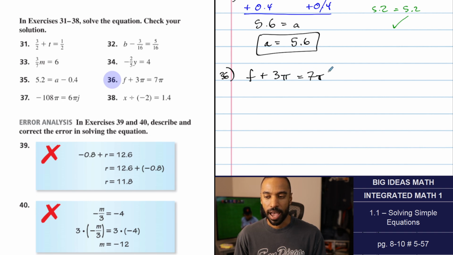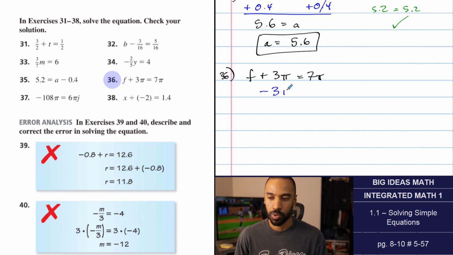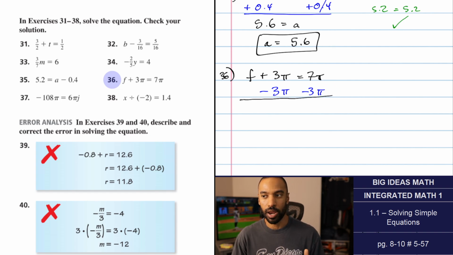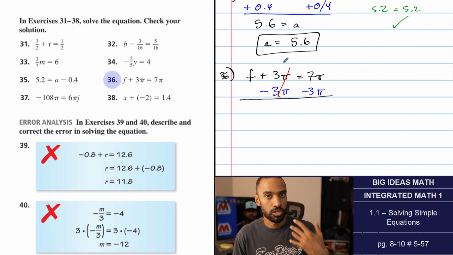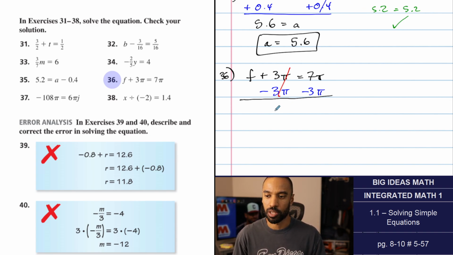Pi is not a variable. Pi is a number. It's a constant. And pi is a part of the problem. We're just going to have to deal with it. We are going to subtract 3 pi from both sides. 3 pi is a positive number. We subtract it. And 7 times pi minus 3 times pi, the pi's do not cancel. And here's where I need to stress that word canceling. 3 pi minus 3 pi cancels because it's 0. It's something minus itself. I'm just left with f.